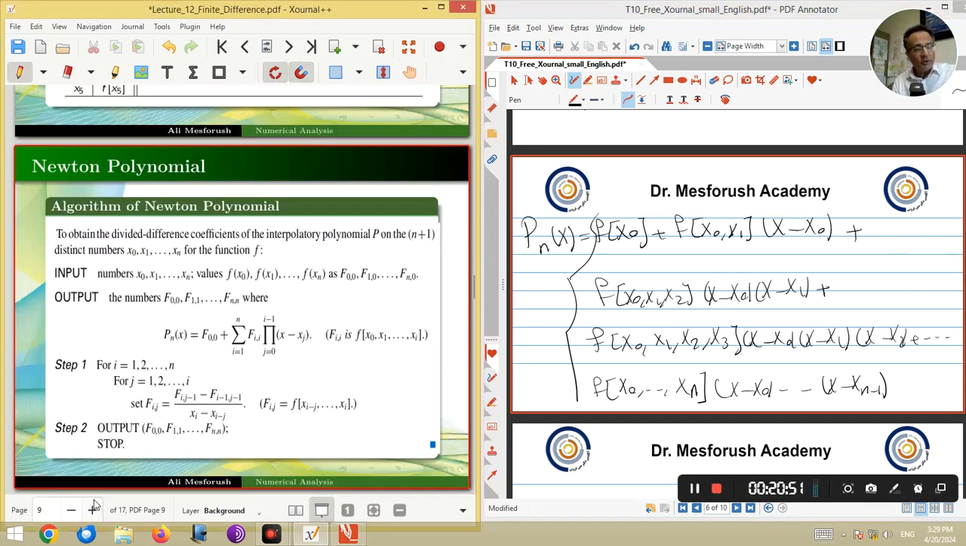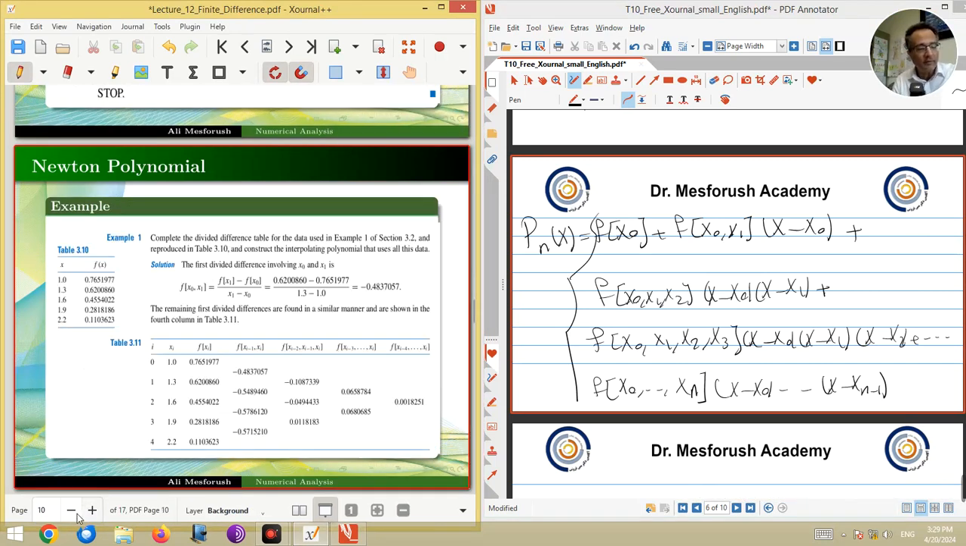This is the algorithm for the nodal points. Now, let me show you an example. Suppose that we have a table like this. For x equal to 1, we get this value of f of x. For x equal to 1.3, 1.6, 1.9, 2.2, we get these values. So, you can construct the table like this.